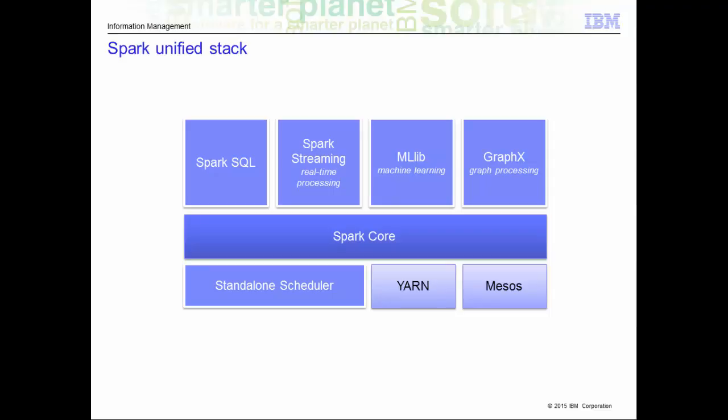The Spark core is designed to scale up from 1 to thousands of nodes. It can run over a variety of cluster managers, including Hadoop Yarn and Apache Mesos. Or simply, it can even run as a standalone with its own built-in scheduler.